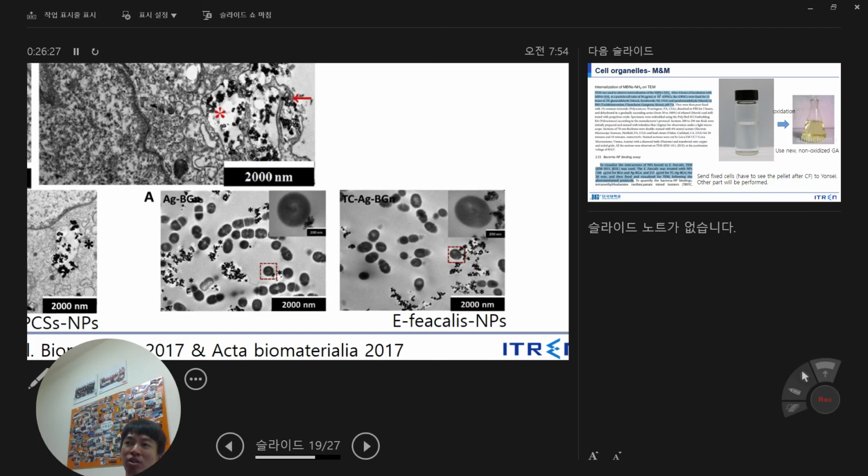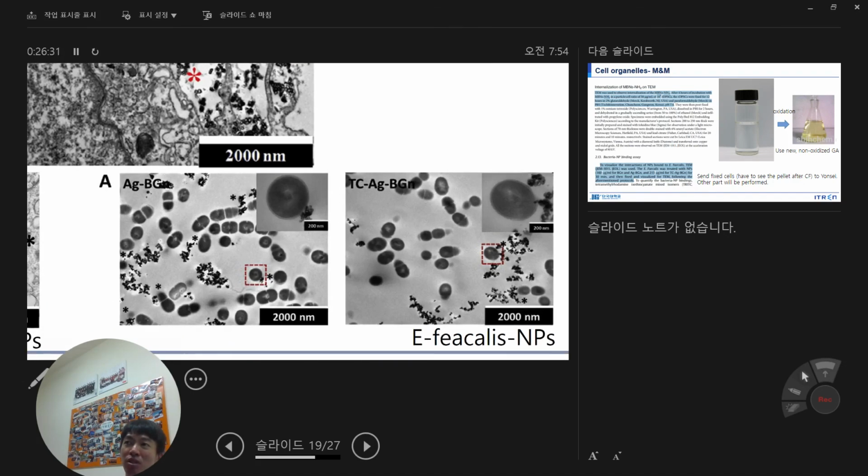I cultured E. faecalis bacteria and nanoparticle. So I found that nanoparticles cannot penetrate the bacteria. They can only attach to the bacterial membrane. And then they will show some reaction. So if you find bacteria penetrated by nanoparticle, this can also be very fancy.